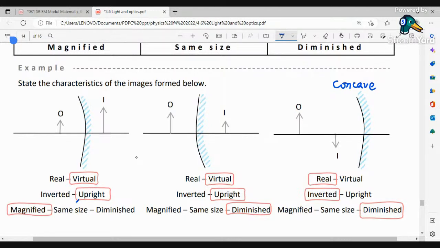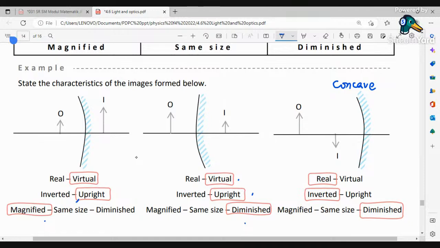Okay, look at this one. Ini image form behind the mirror, maksudnya in the mirror. So image is virtual. Dua-dua nampak upright. Ini upright, size bigger, so magnified. Second one, object. Ini image still in the mirror, so virtual, upright, diminished. Smaller, image smaller compared to object.